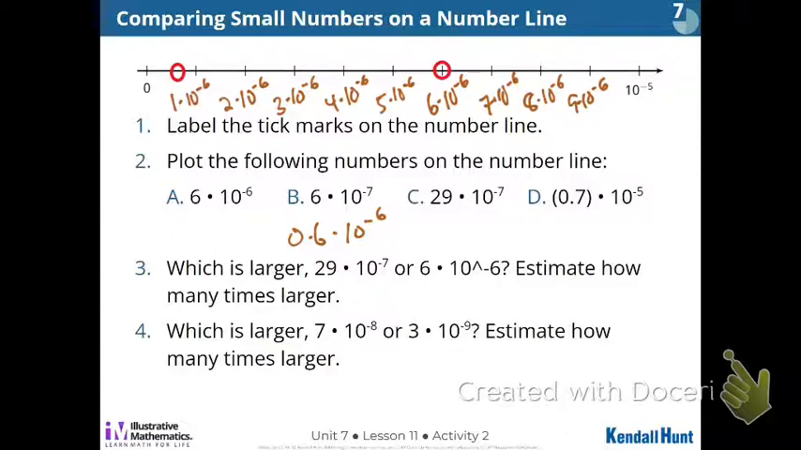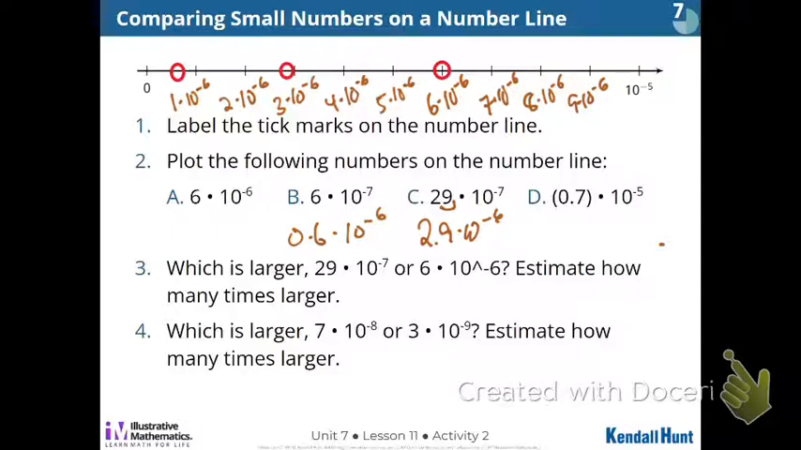Okay, what about C? How could I rewrite C to make that easier for us? Like 2.9. Yep, times 10 to the negative 6. Is that the only thing that you can do? Not the only thing, but look how much easier this is. Almost 3. Way easier, right? And then the last one?